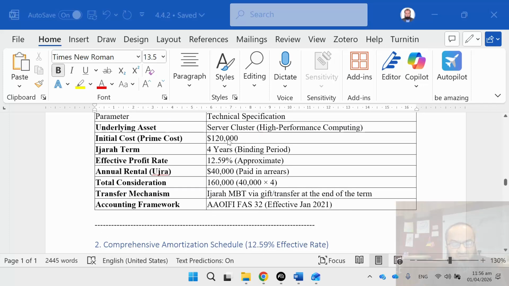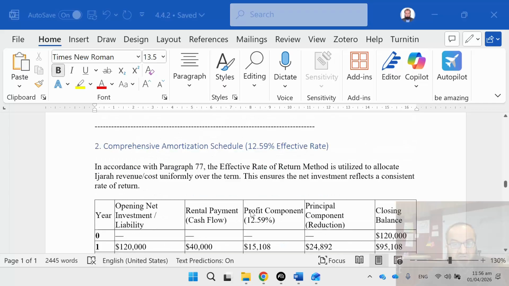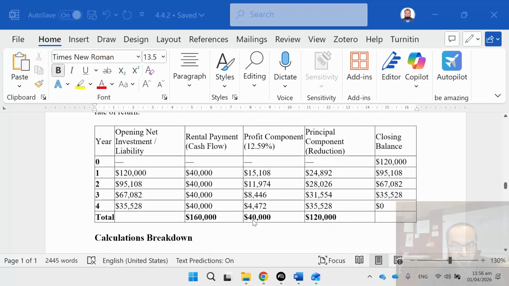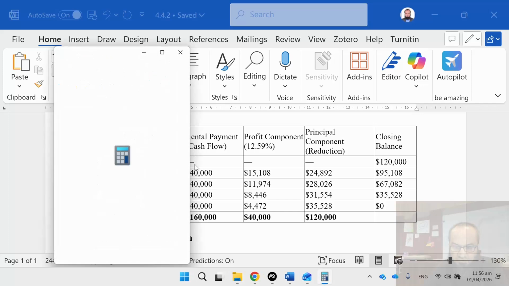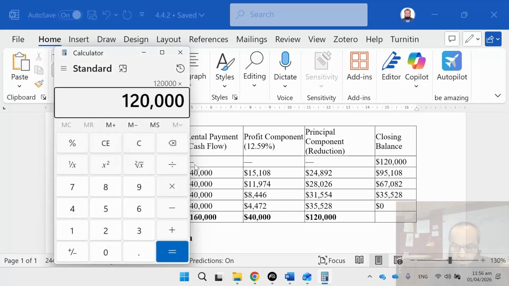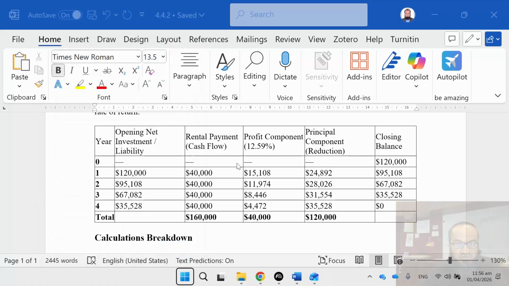Under the straight line method, we recorded the income straight line, so 40,000 divided by 4, 10,000 each year. Under the effective return method, again we shall be recording income of 40,000 but in a different manner. So towards the initial period, my total investment in the asset is 120,000. So 12.59% of 120,000 is actually 15108. Let's try to verify it. 120000 times 0.1259, so 15108, right? So this is the return for the first period because this was the amount of investment in the asset.